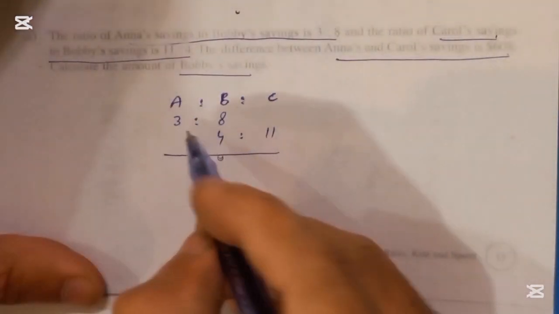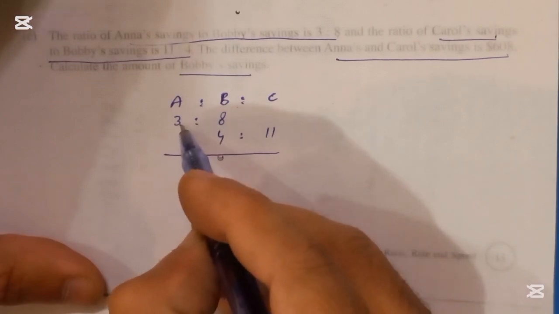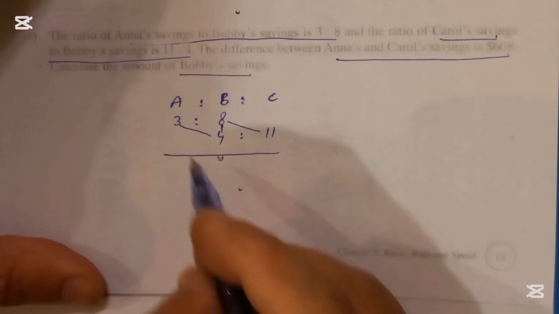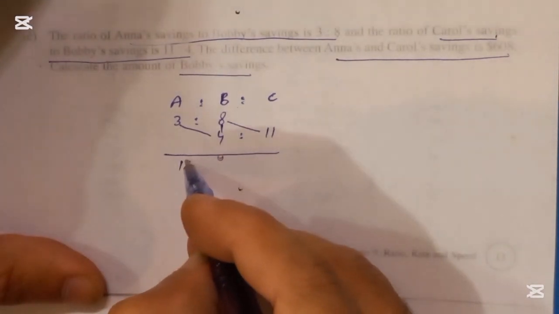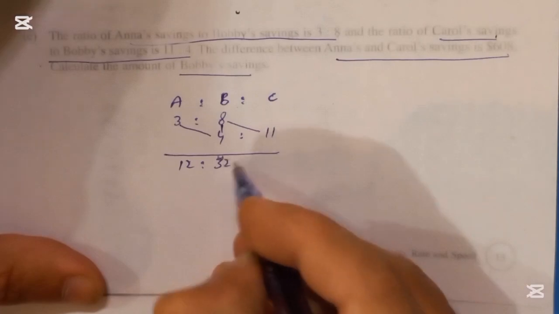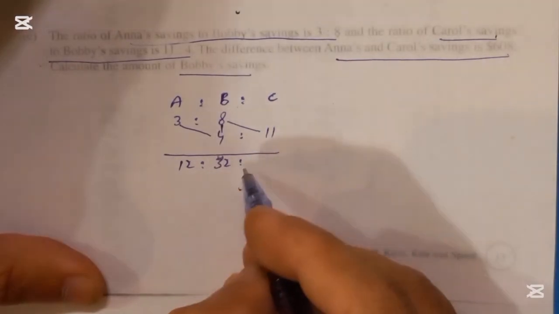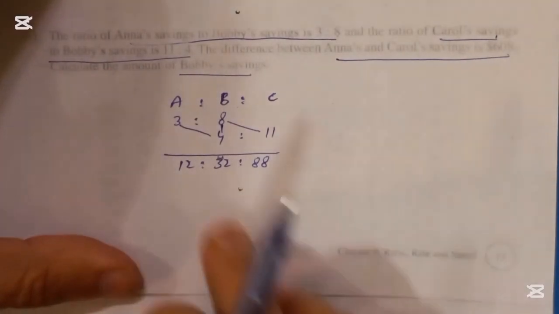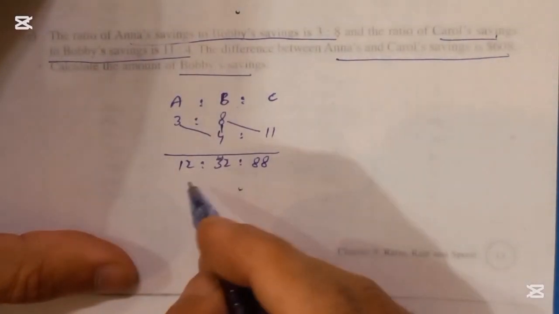So now we will solve it. The method is to multiply this value with this one, this with this one, and this with this one. So 3 4s are 12 will be put here. 4 8s are 32 and 11 8s are 88. And now we will solve it. We will cancel these values in the same table.